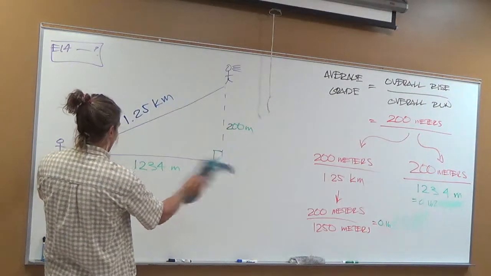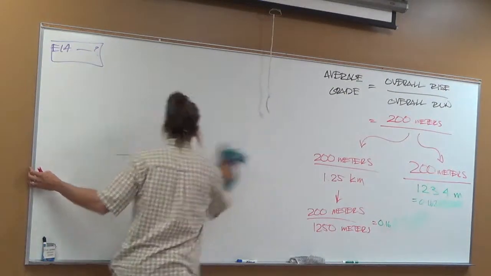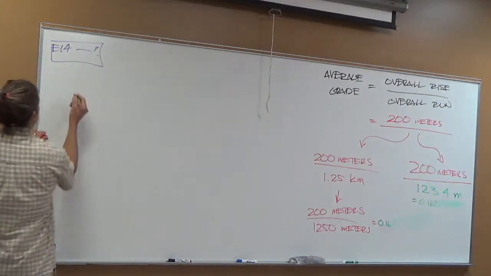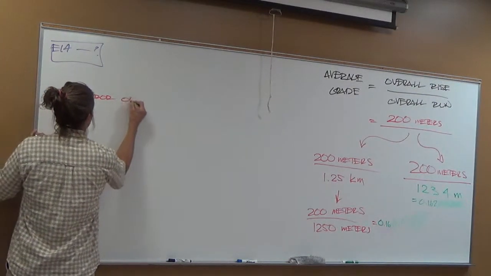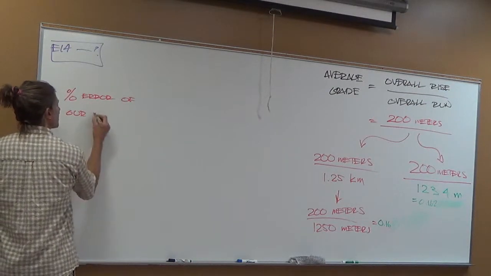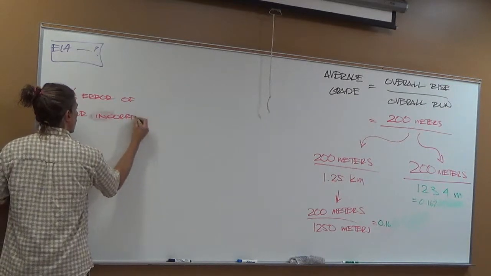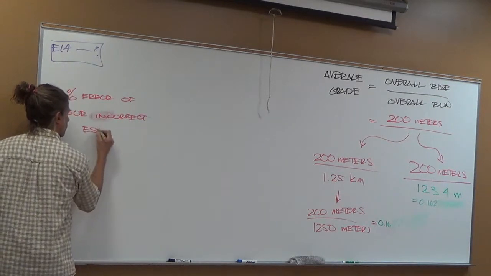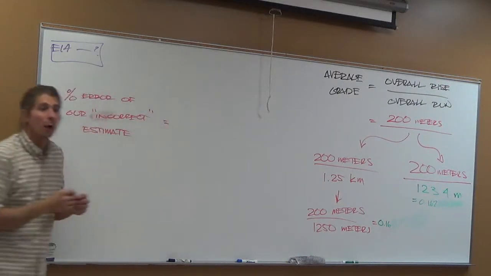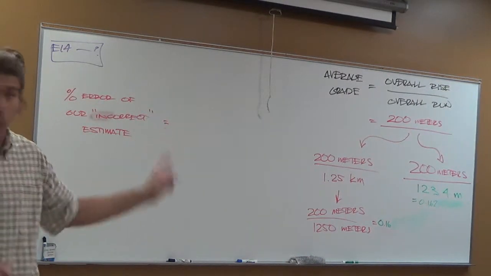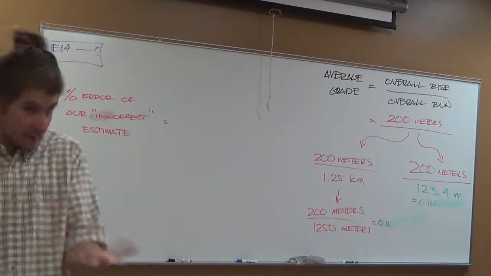So here's this triangle. I'm going to take this out. I don't need it anymore. So let's say, what is the percent error of our estimate, of our incorrect estimate? Now I'm calling it incorrect because the way we did it originally was wrong. We treated the hypotenuse like it was the run. But it's not the run.